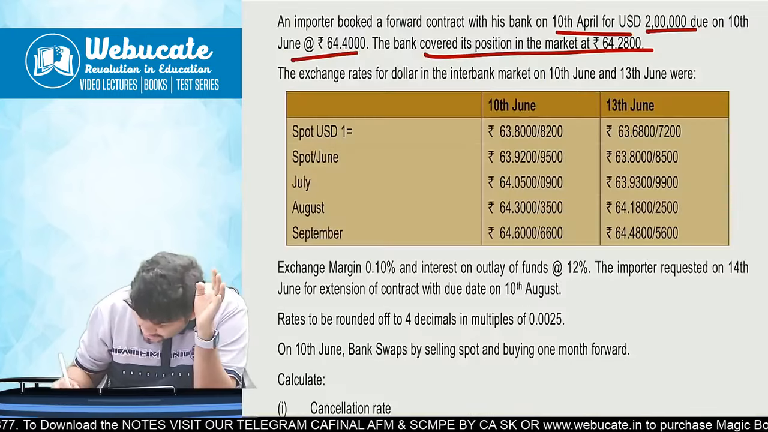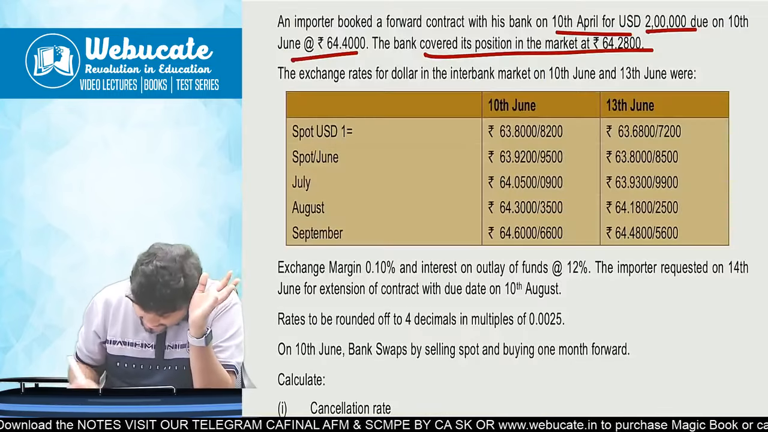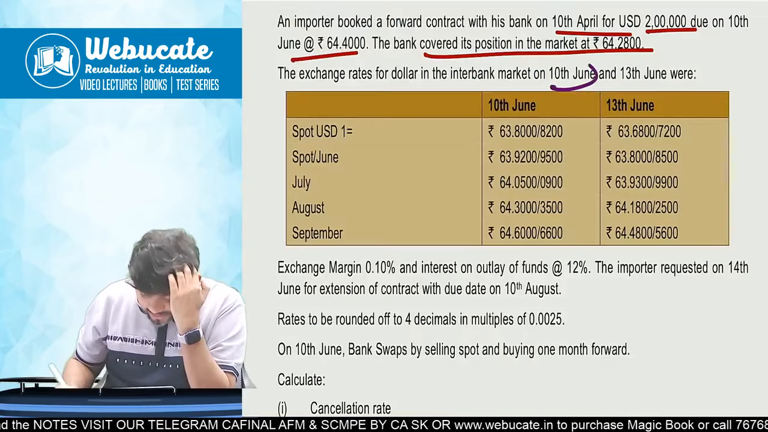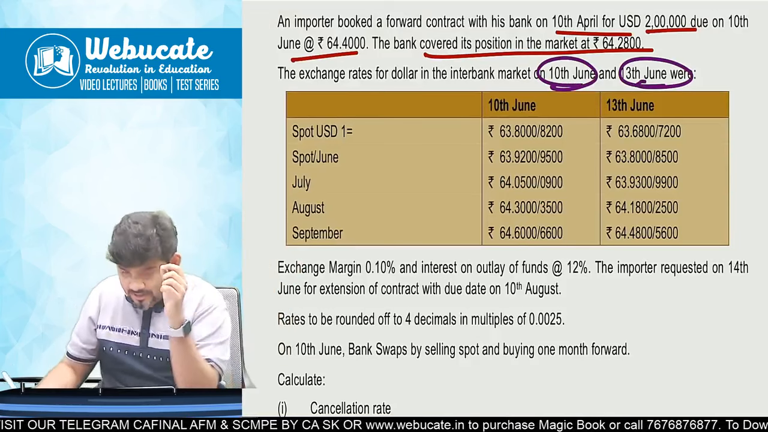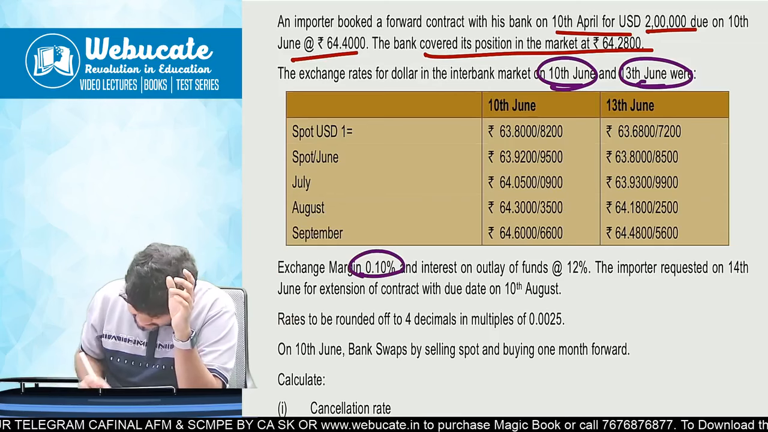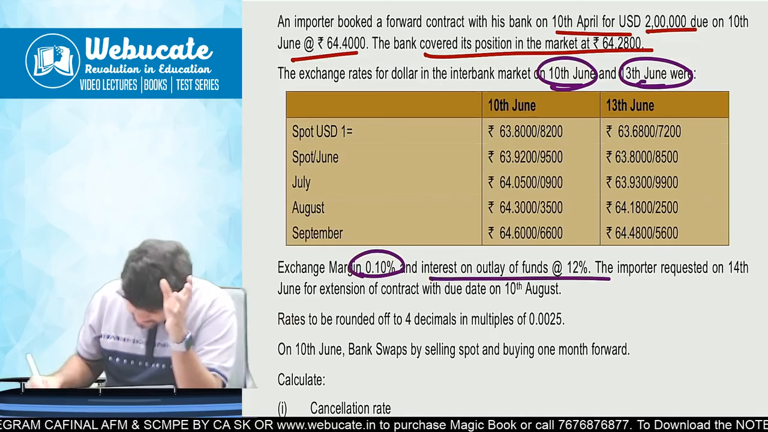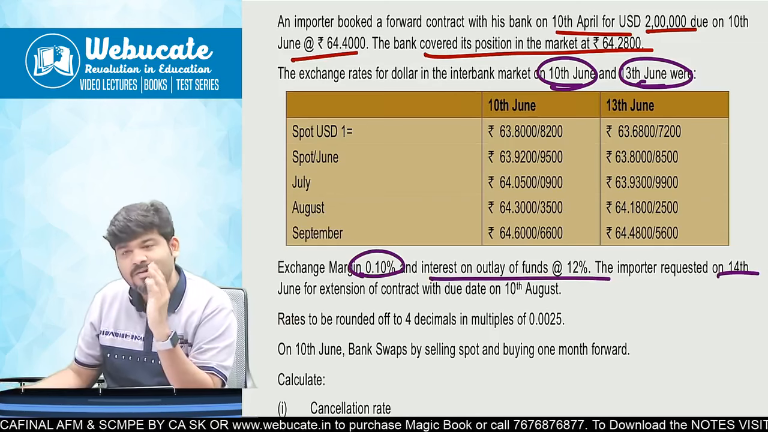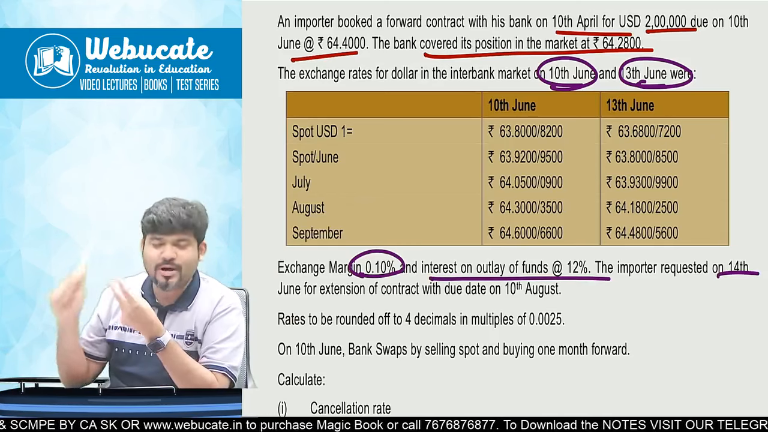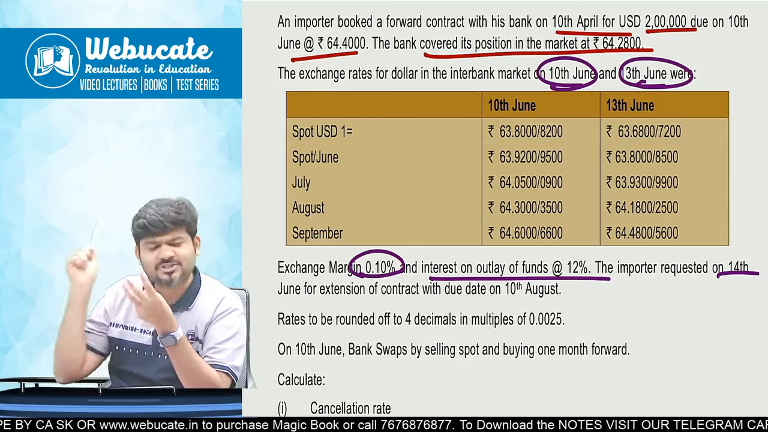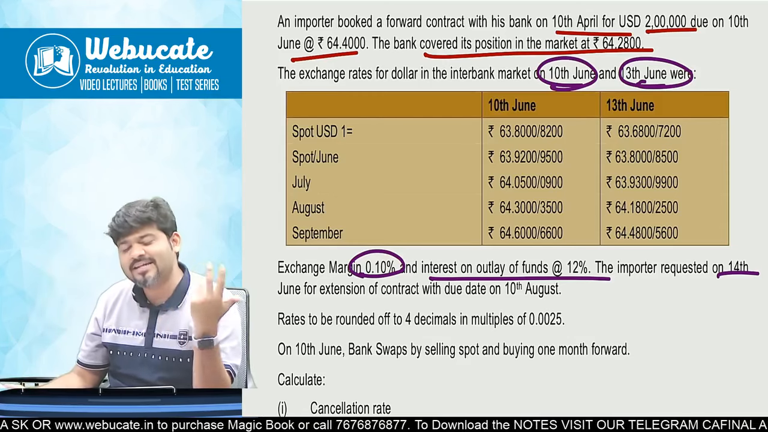First line is what we have covered. Exchange rates for the interbank market on 10th June and 13th June were given. So this is just the rate given. Exchange margin at the rate 0.1%. Interest on outlay of funds 12%. Importer requests... So this question will have exchange difference, swap loss, and interest on outlay of funds. You name it and it's there.